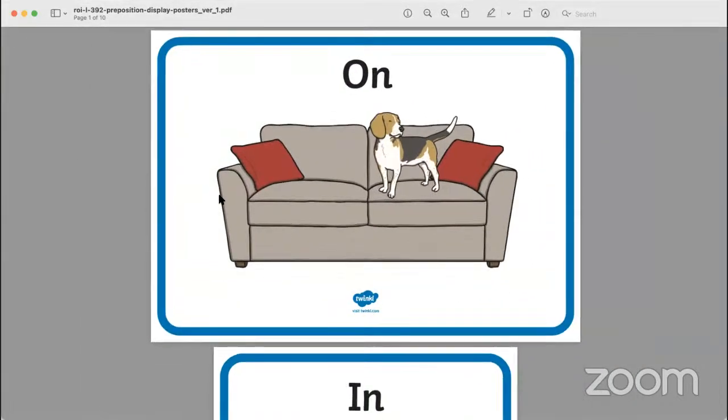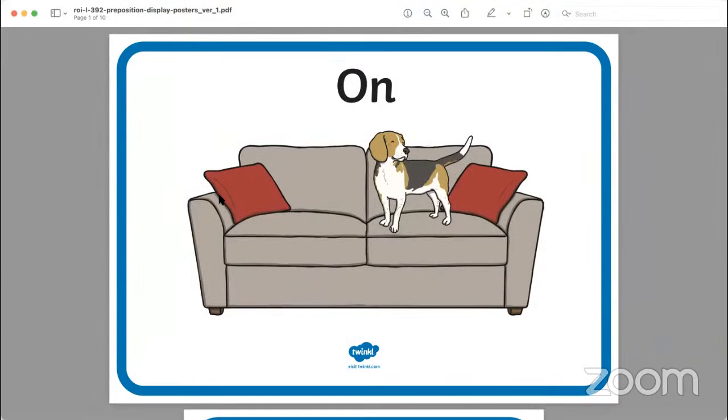Can you all have a go at writing a sentence based on this picture? You have to use the word on in your sentence. So what sentence can you write? We've got a picture of a dog. What is he doing? He's standing up. What is he standing up on?